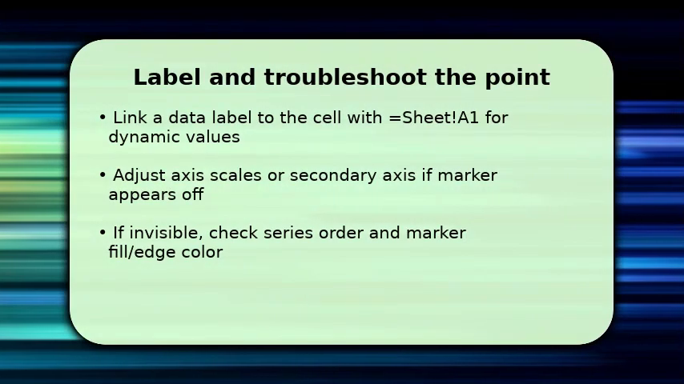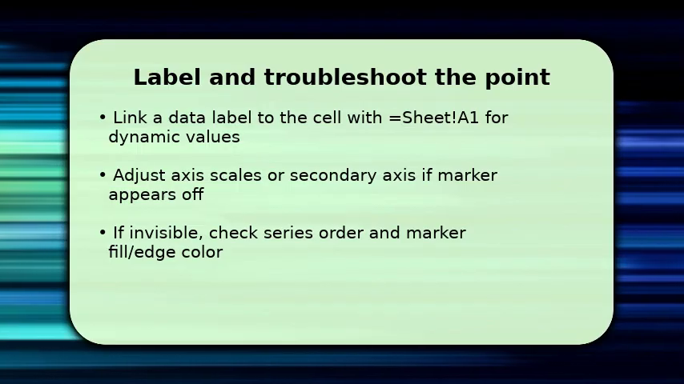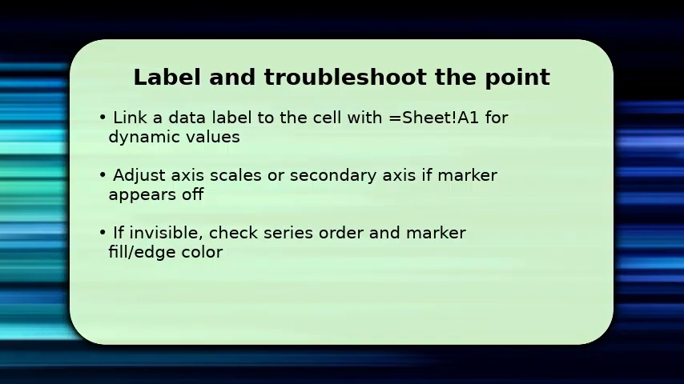Finally, add a data label to that highlight series and link it to the worksheet cell using equals sheet name, Cell, so the label updates automatically. Make sure the marker is on the correct axis pair. If it looks misplaced, adjust axis min/max or move the series to a secondary axis and rescale.